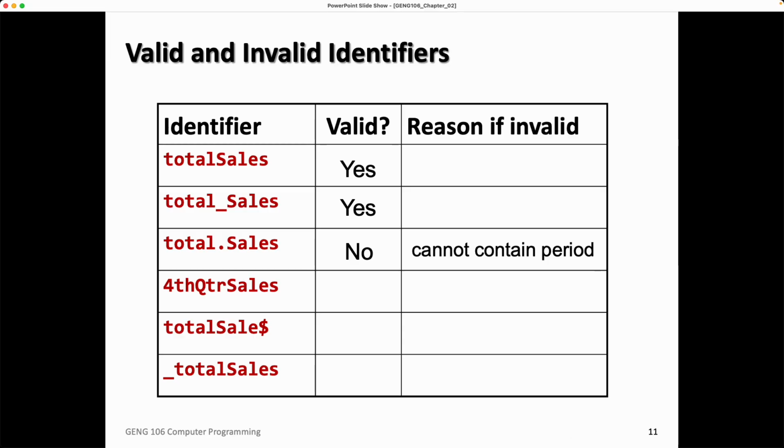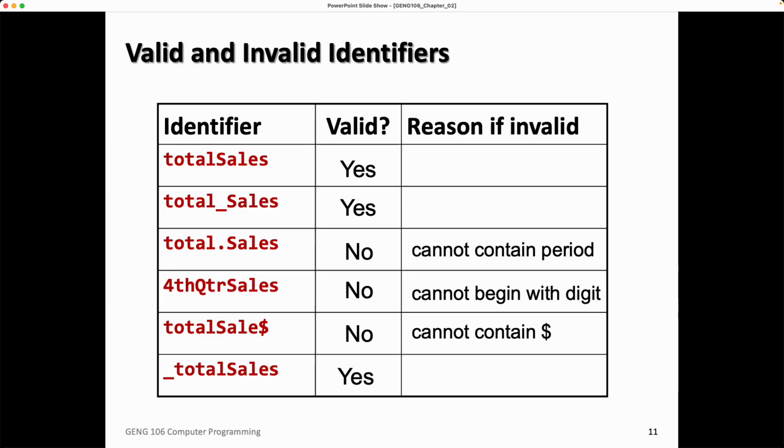Or can I say 4th quarter sales? What do you say? It's not valid because I cannot start with a number. It will be invalid. Now total sale dollar sign, is it valid? Again, no. I cannot put a dollar sign in a name. And then underscore then total sales. Is it valid? Yes, it is valid. I can put this underscore in all places. That will be valid.